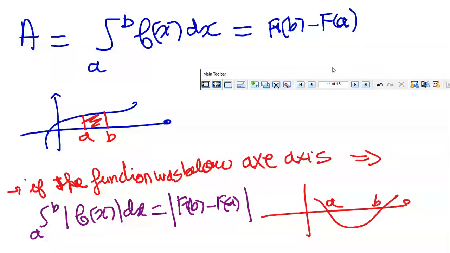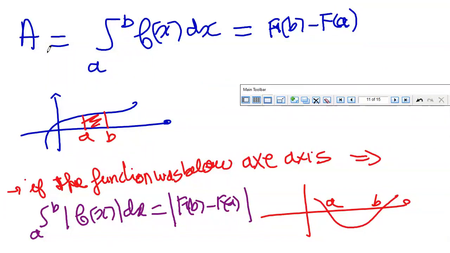So let's do an example. So in the end, what is the area? The area is the integral between the two vertical lines, a and b, of the function f of x dx.